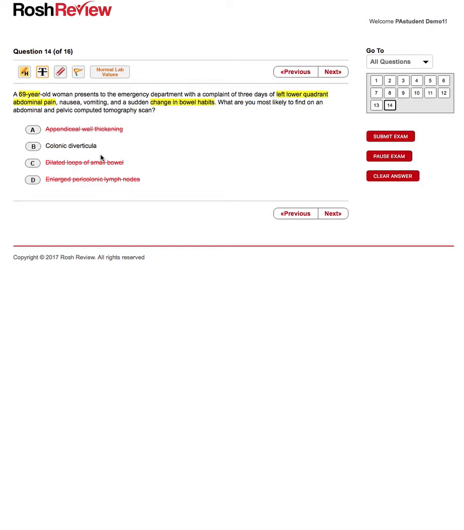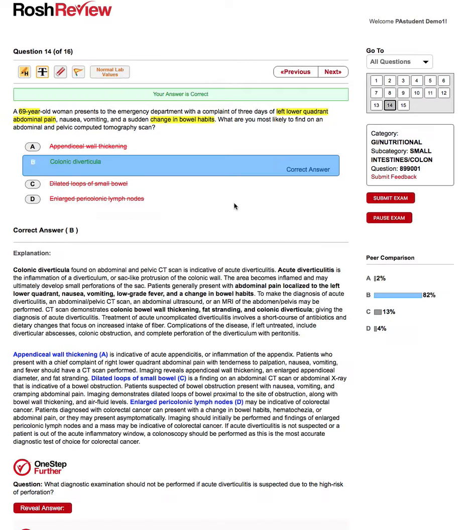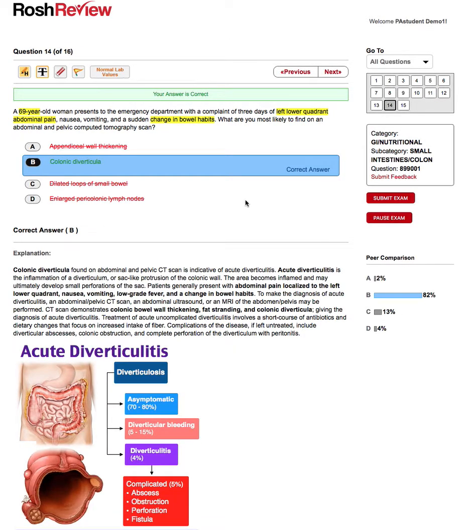So if we go to colonic diverticula, first, if we say that the diagnosis here, left lower quadrant pain in an older patient with a change in bowel habits, is consistent with acute diverticulitis. Well, diverticulitis stems from diverticulosis. And so the best answer choice here is colonic diverticula. And sure enough, we're correct.